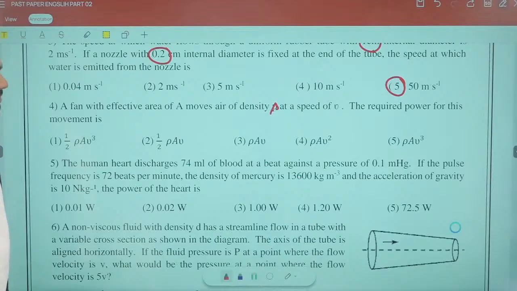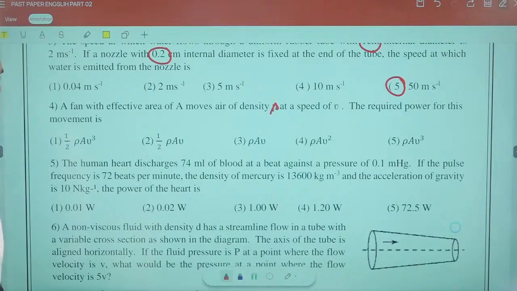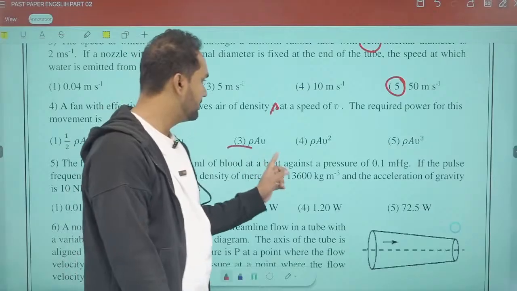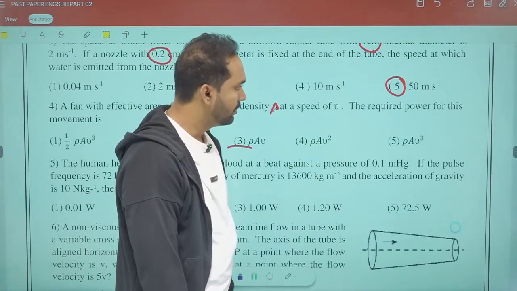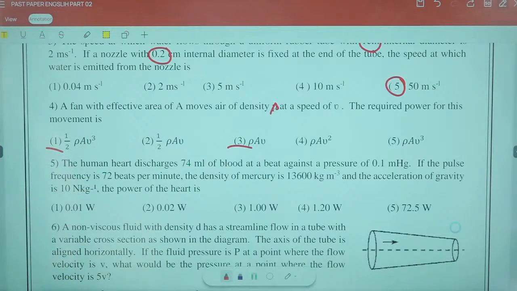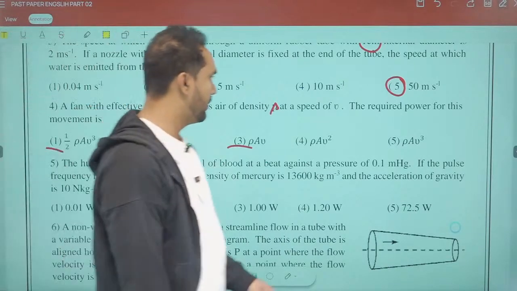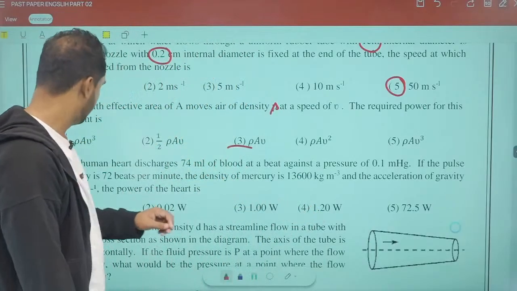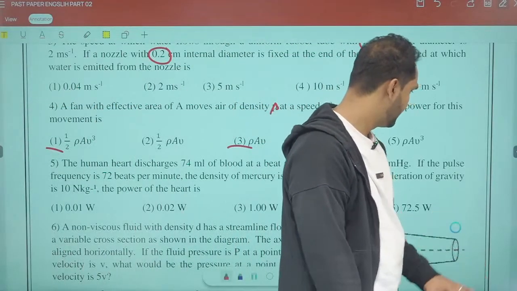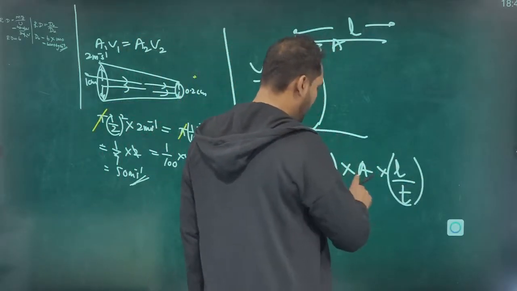A fan with effective area of A moves air of density rho at the speed of v. The required power for this movement is... So this is half rho AV. Rho AV didn't work anyways. Rho AV square we can try, or rho AV cube, or half rho AV cube. If I try rho AV square, it will be something like this. V will be squared, rho AV squared.